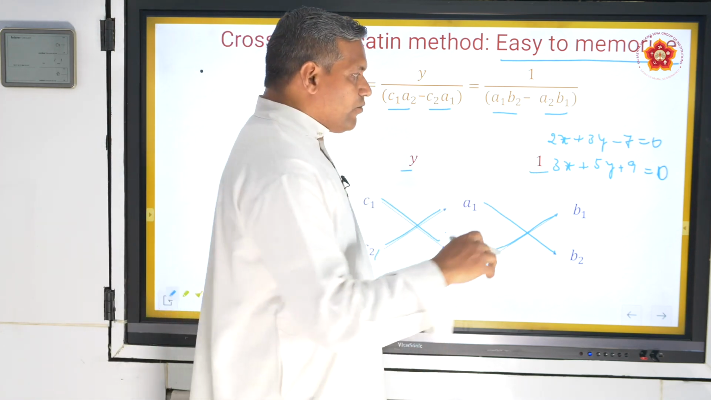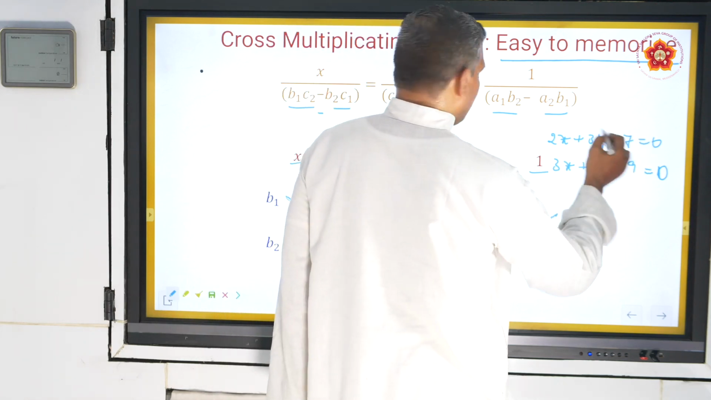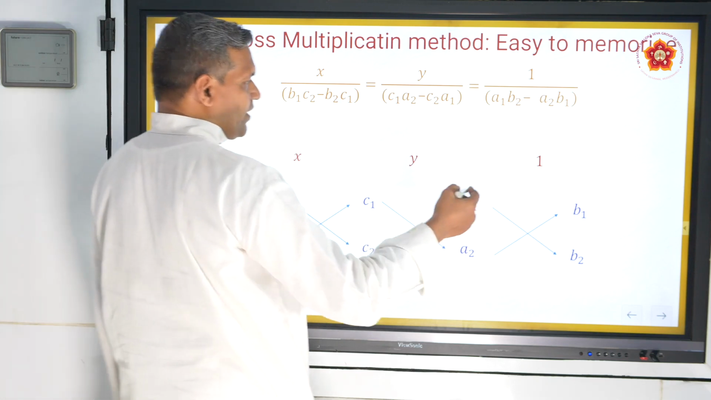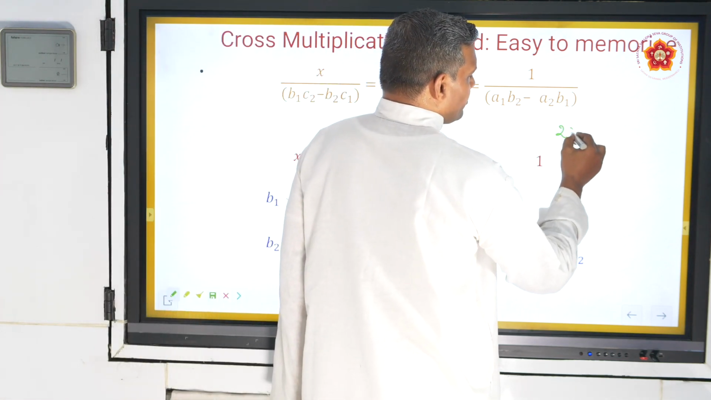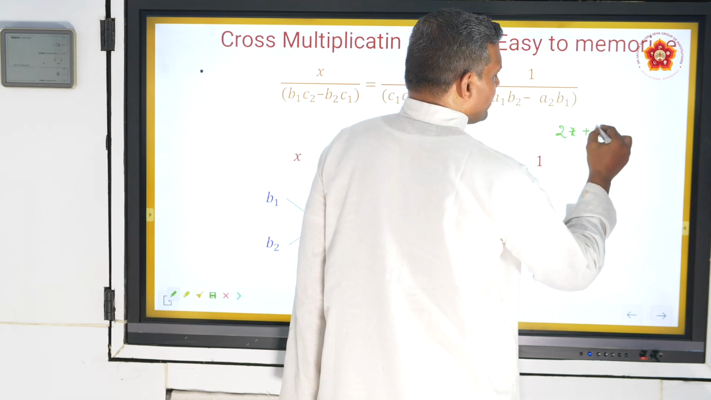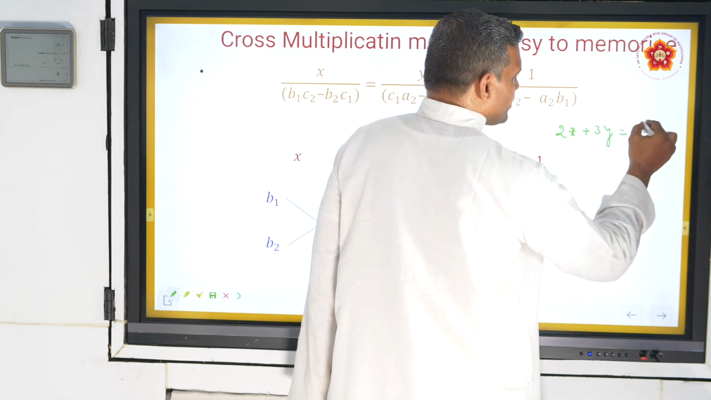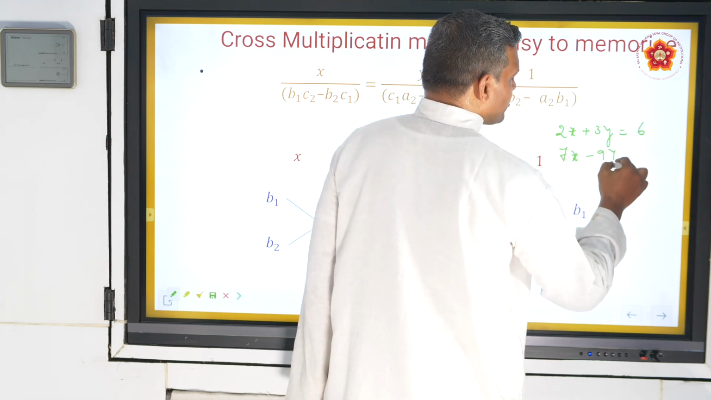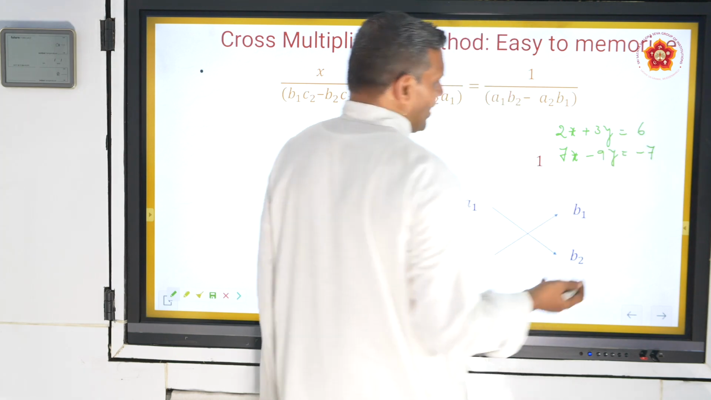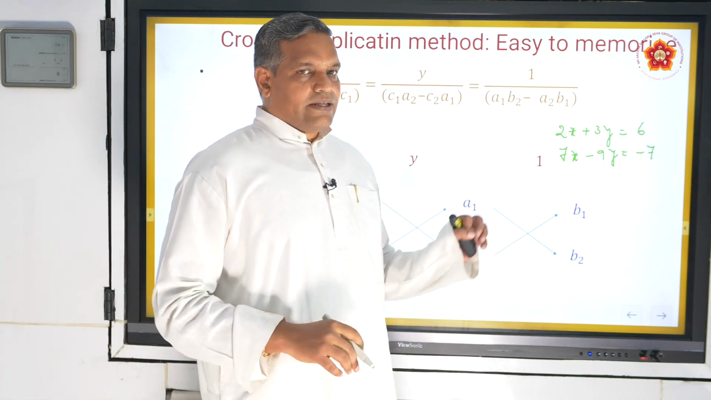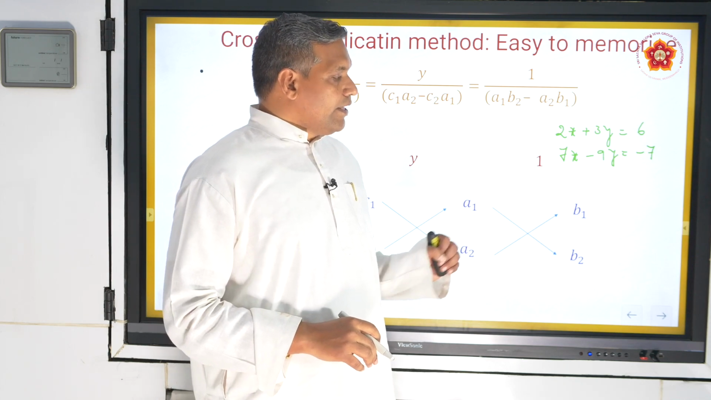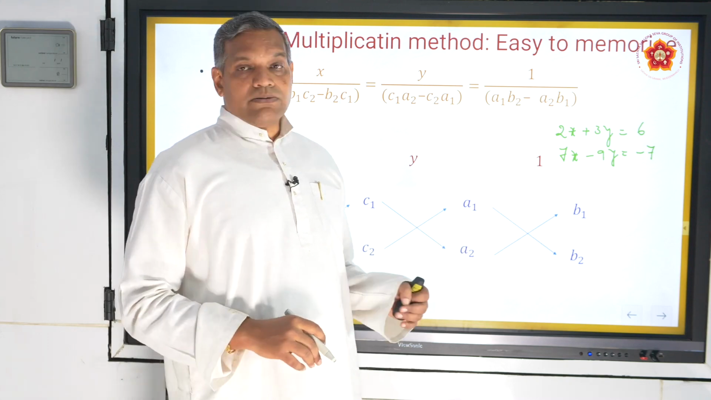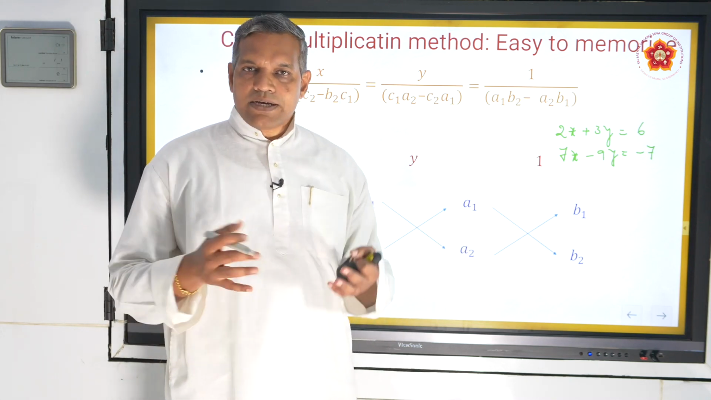By chance, you may not get the equations this way. You get equations like 2x plus 3y equals 6 and 7x minus 9y equals minus 7. Whatever numbers you get. The moment you get these kinds of numbers, can you use the same numbers 6 and 7 in the place of C1 and C2? No, you cannot. Then you will not get a correct answer.